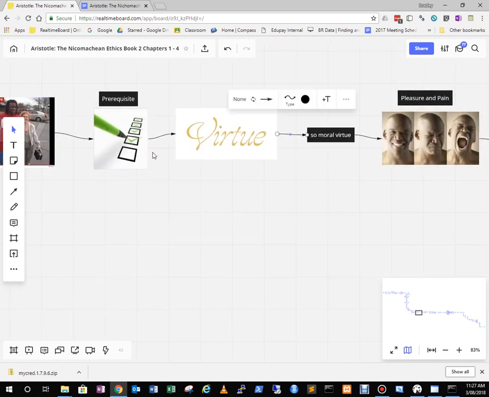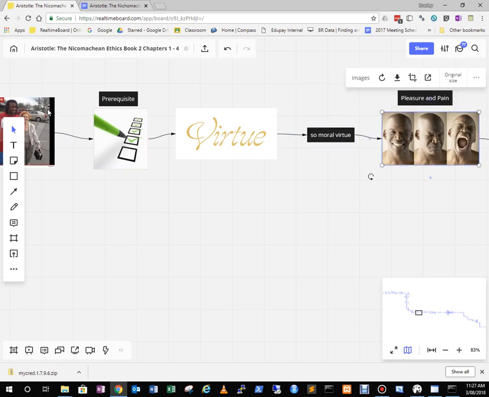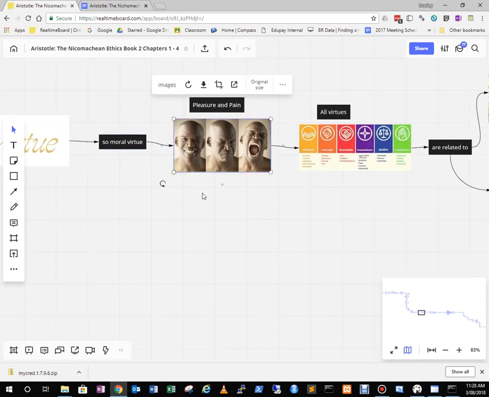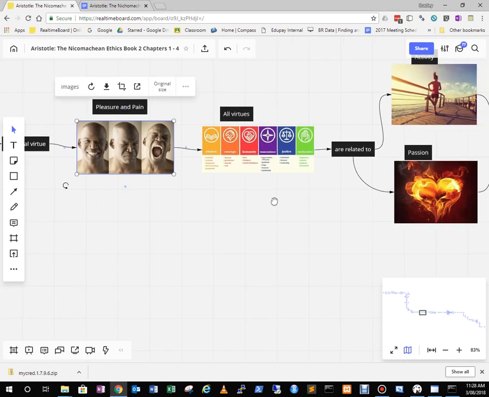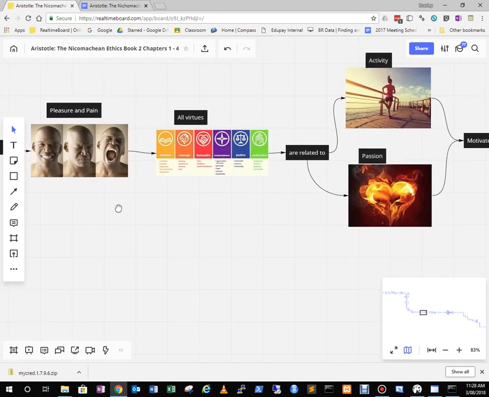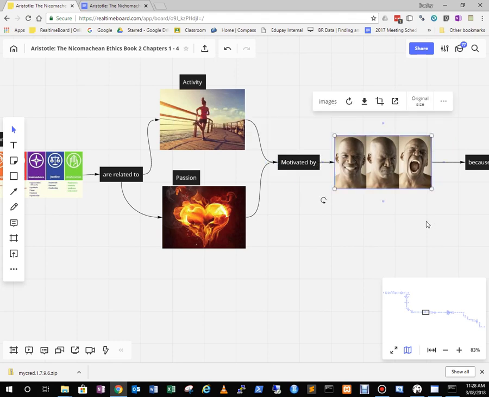So moral virtue, he says, is related to pleasure, finding some sort of pleasure in moral acts, but it also relates to the way we respond to pain. Take a note. And after discussing the fact that it's a prerequisite for virtuous actions to be pleasurable to those that are virtuous, he says that all virtues are related to our activities and our passions, and all activities and passions are motivated by the pleasures and pains that we receive from them. Take a note.